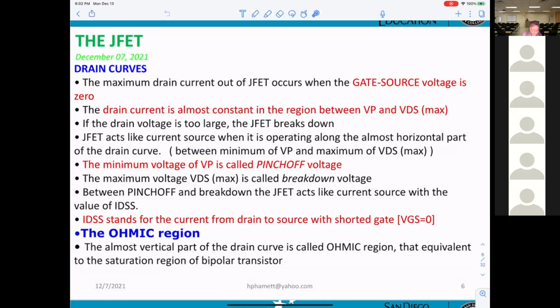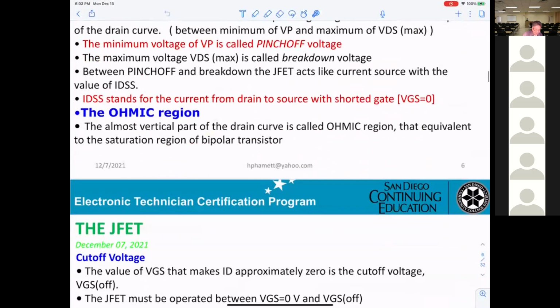Between pinch-off and breakdown, the JFET acts like a current source with the value of IDSS. And also they've given you the definition for IDSS. And then you get the ohmic region. The almost vertical part of the drain curve equals the ohmic region. That is equivalent to the saturation of the bipolar transistor.